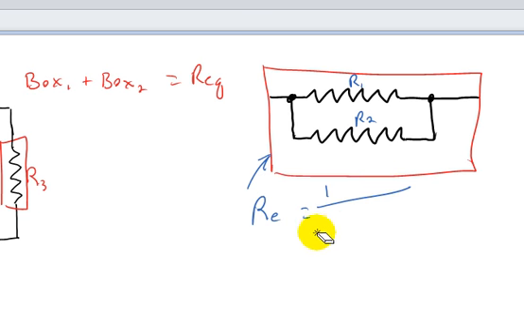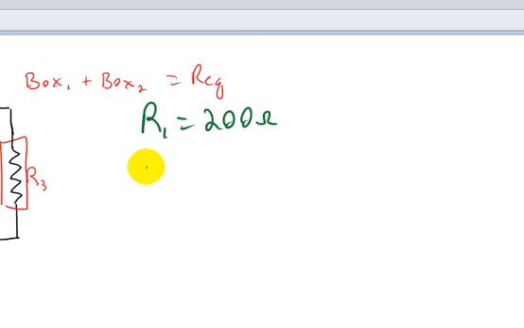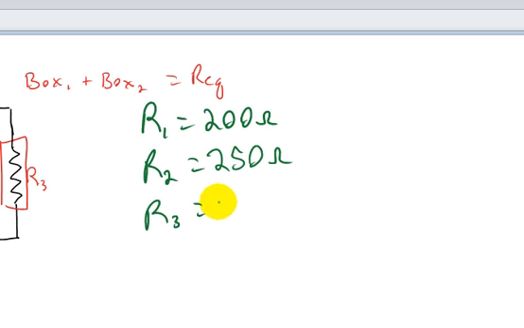So let me give these resistors some values. I'm going to do this in green. Now I'm going to say R1 is going to equal 200 ohms. R2 is going to equal 250 ohms. And R3 is going to equal 1000 ohms.